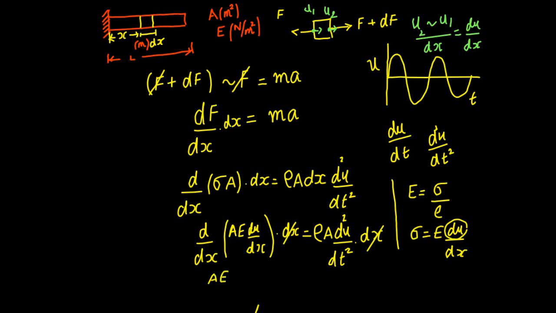If area is a constant, I can take it outside. Young's modulus is a constant, I can bring it outside the differentiation. It becomes AE into d square u over dx square is equal to rho times A into d square u over dt square.